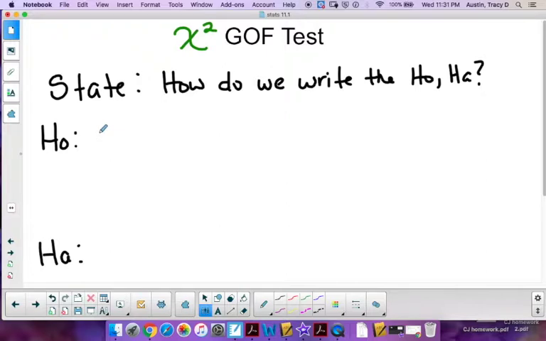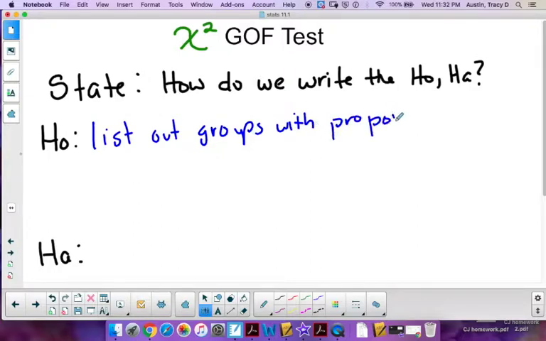So you have a couple of choices on how you can write this, depending on how many groups your population has been divided into. You could actually list out each one and its proportion. So you could either list out groups with proportions. And we're going to do a couple of practices with these. Or, here's the thing, you could list out in words. So there's a couple of choices.